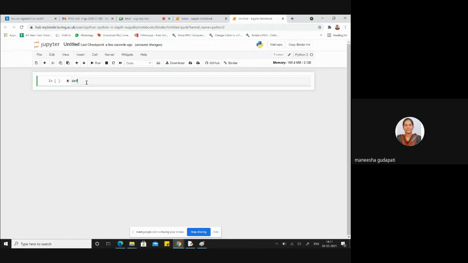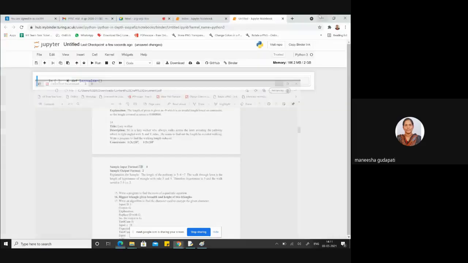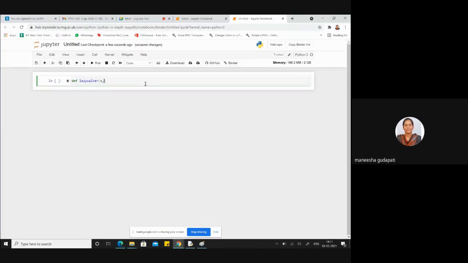Let's consider one function named lazy walker. What are the inputs for this function, ma'am? How many inputs do we need to consider here? We need to consider the x value as well as the y value, so two inputs, x and y values. What do you need to do?